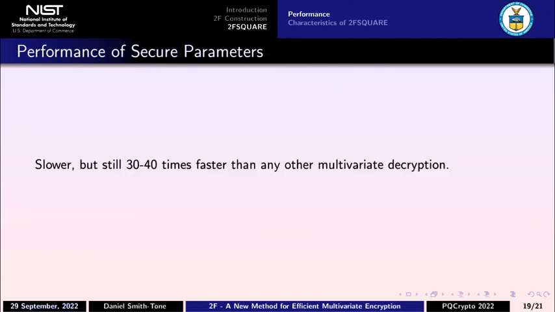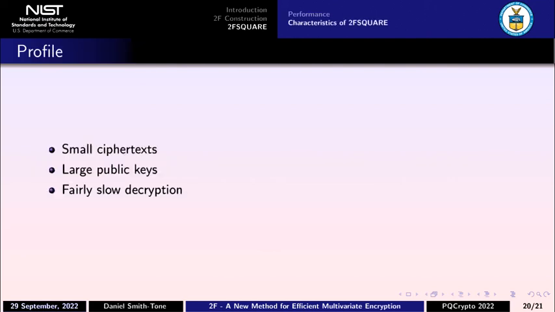I have implemented versions of this scheme that are secure from all attacks I'm aware of, and decryption is still something like 30 to 40 times faster than the ABC and PCBM schemes. For example, decryption at NIST level 1 parameters costs something like 13 milliseconds as far as I can tell. So it is still a massive improvement and quite interesting. I believe that it is interesting to consider the performance profile of this scheme. It has really quite small ciphertext, quite large public keys, and still fairly slow decryption, even if it is many times faster than the best multivariate schemes.